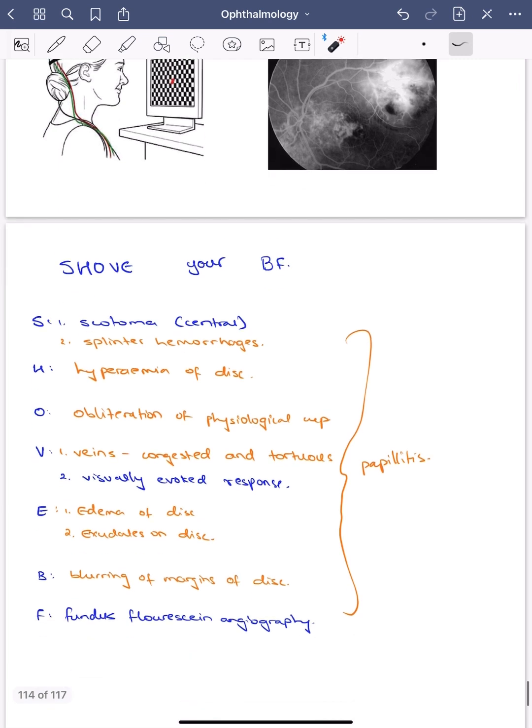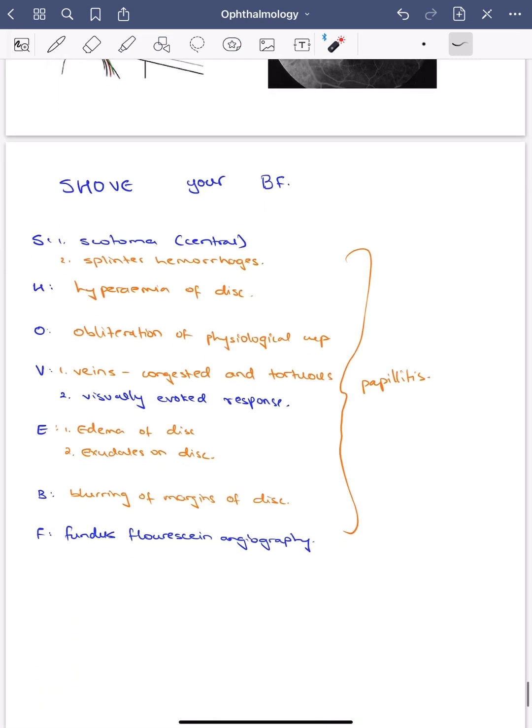Then V for the veins which appear congested and tortuous. V again for visual evoked response which shows delay in transmission time. E for edema of the disc. Remember, in papillitis it rarely exceeds 2 to 3 diopters, whereas in papilledema it is usually around 3 to 6 diopters. The second E is for exudates on the disc, B for blurring of the margins of the disc, and F for fundus fluorescent angiography.